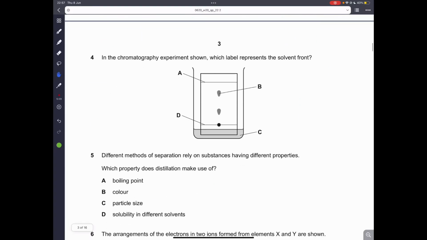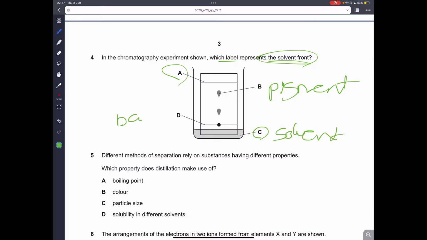Question number 4. In the chromatography experiment shown, which label represents the solvent front? The solvent front is represented by A. So let's label. This is the pigment that is dissolved with the solvent, and C is the solvent, D is the baseline, which is marked by a pencil, and A is the solvent front. So A is the correct answer.